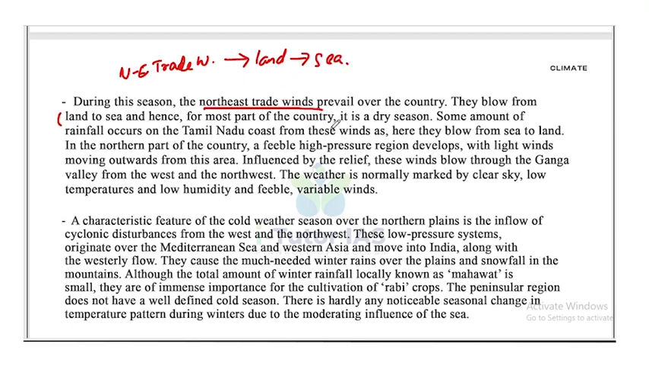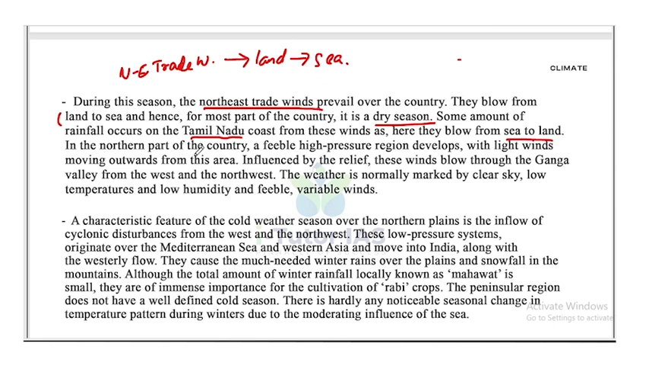For most part of the country, it is a dry season. The northeast trade winds blow from land to sea, so most of the country is dry, because they don't bring any moisture. Some amount of rainfall occurs on the Tamil Nadu coast from these winds, as here they blow from sea to land. So they also carry moisture and cause rainfall over the Tamil Nadu region.